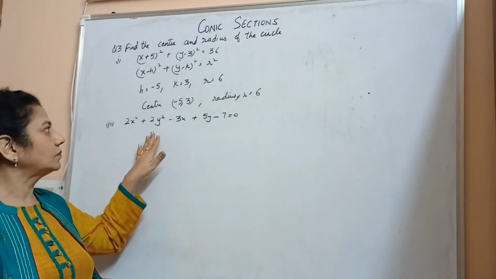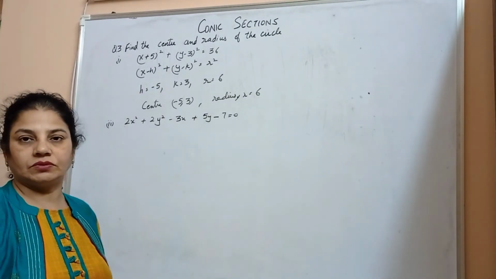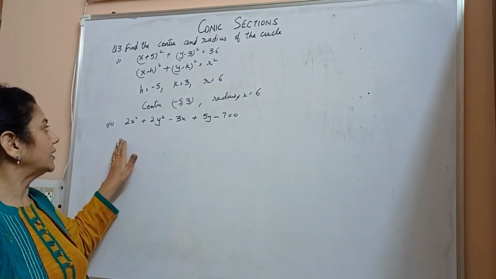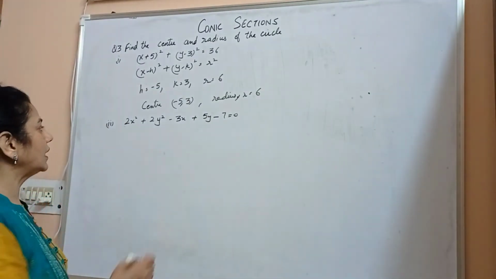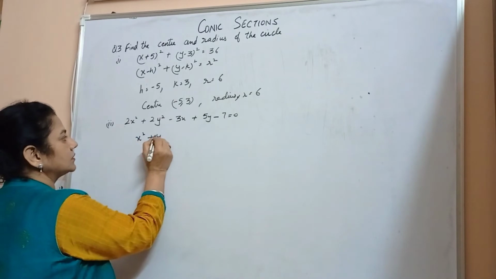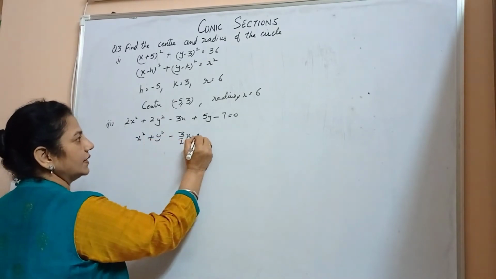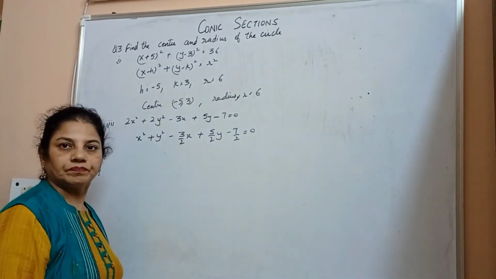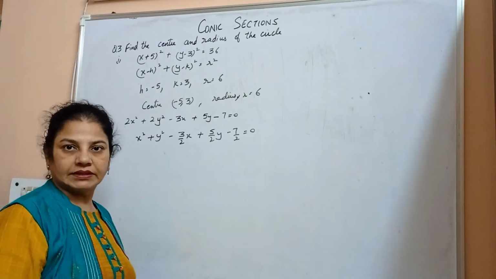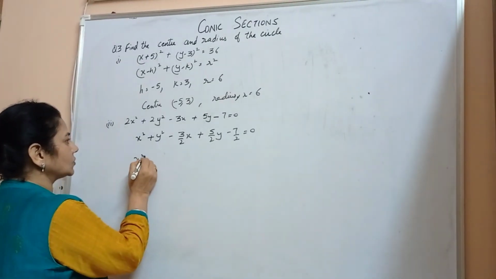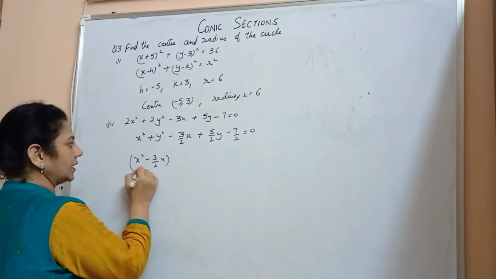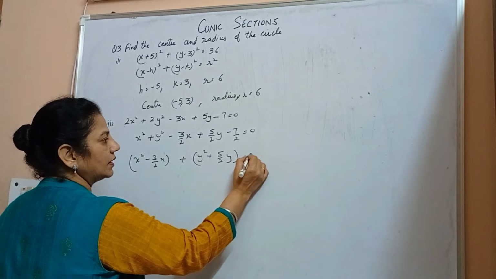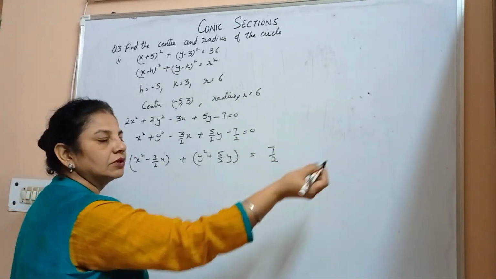2x square plus 2y square minus 3x plus 5y minus 7 is equal to 0. First of all, we divide the equation by 2 to make the coefficient of x square and y square as 1. So we get x square plus y square minus 3 by 2 x plus 5 by 2 y minus 7 by 2 is equal to 0. By the completing the square method, we combine x square minus 3 by 2 x in one bracket and y square plus 5 by 2 y in second bracket and take 7 by 2, the constant term, to the right hand side.